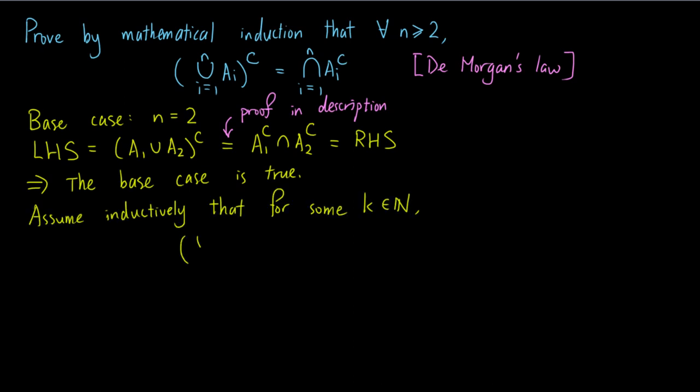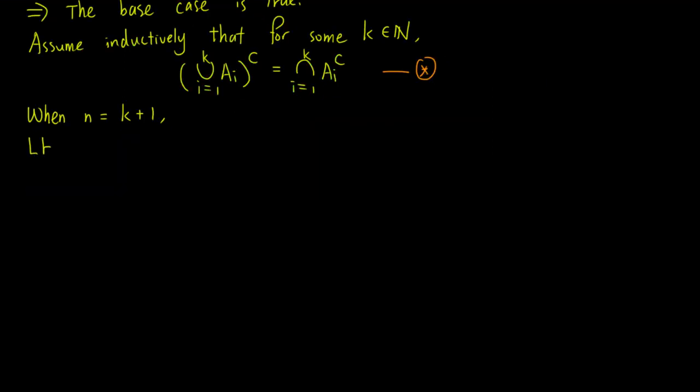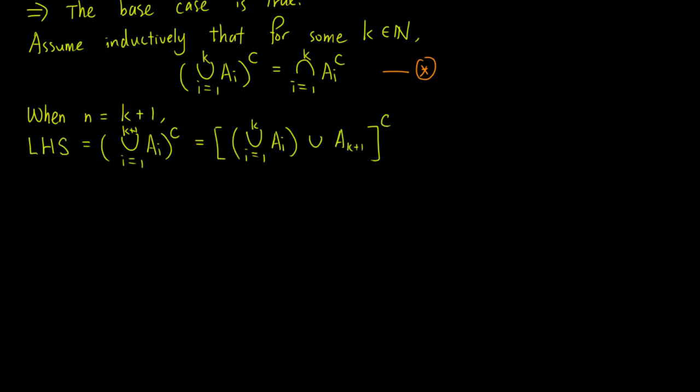Assume inductively that for some positive integer k, the complement of the union from A1 up to Ak is equal to the intersection of the complement of A1 up to the complement of Ak. Let's call this star. Then, when n equals k plus 1, the left-hand side is the complement of the union from A1 up to Ak plus 1, which is the complement of the union from A1 up to Ak, union Ak plus 1, by associativity.